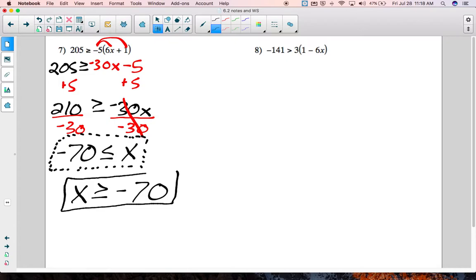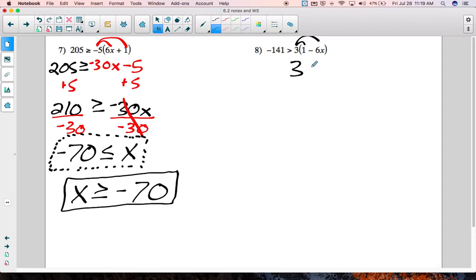So if you remember here, you'd read this x, Pac-Man's eating the x, so x is greater than or equal to negative 70. Now read from the x down here. It says the same thing. X is greater than or equal to negative 70. It just looks more friendly. We like our variable there. All right, I'll whip through this, and then I'll do the last two as well.